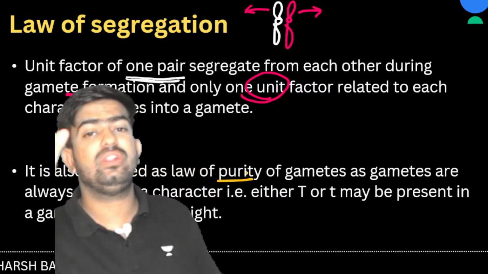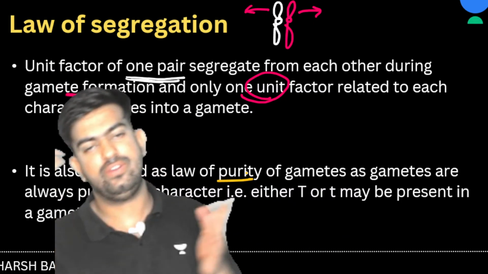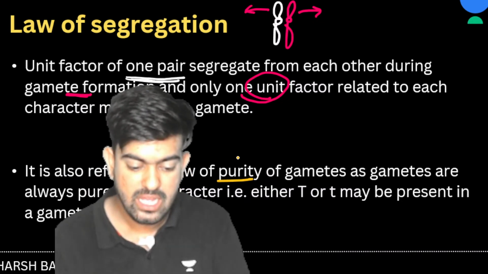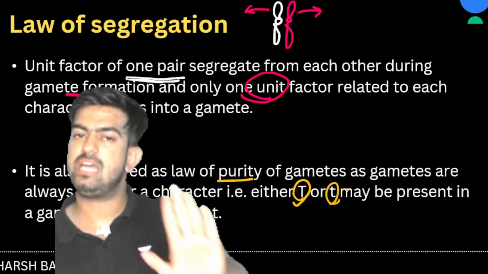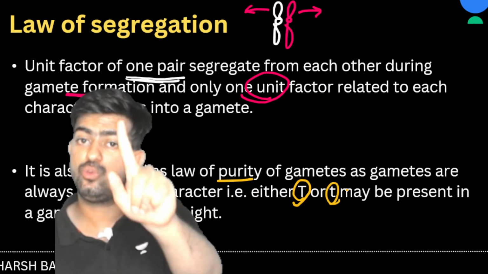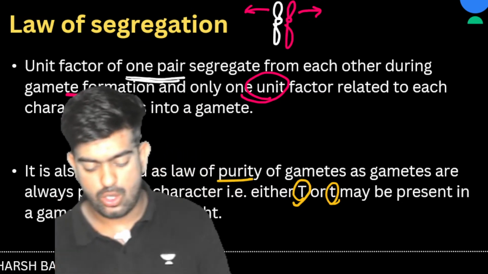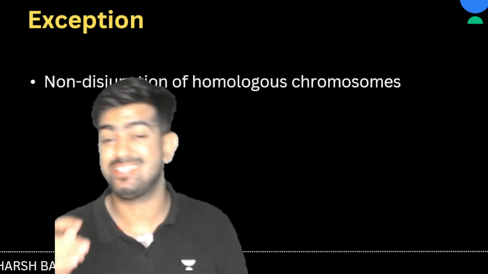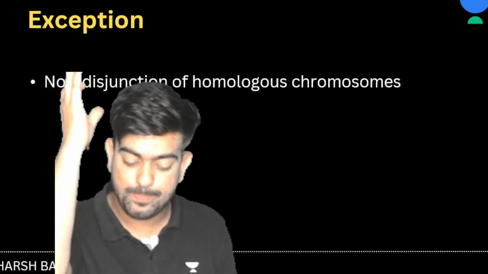So there is only one allele, whether it will be capital T or small t. So I can say that gametes are always pure, right? Either capital T or small t. So gametes are always pure with respect to a particular character. Clear? These were the laws given by Mendel. But again, before moving forward, we have an exception.